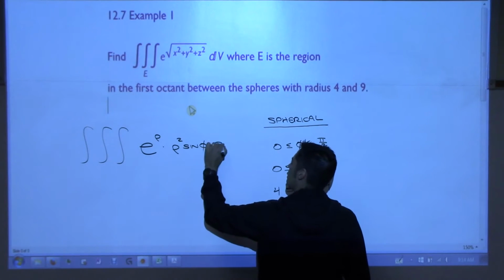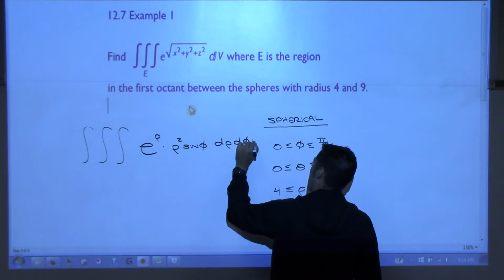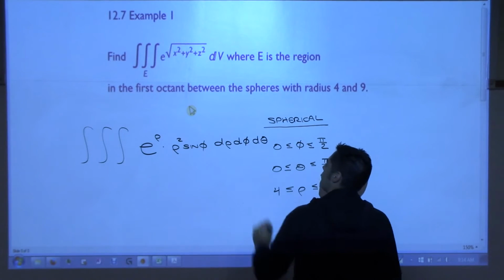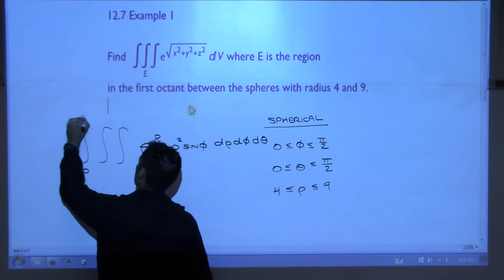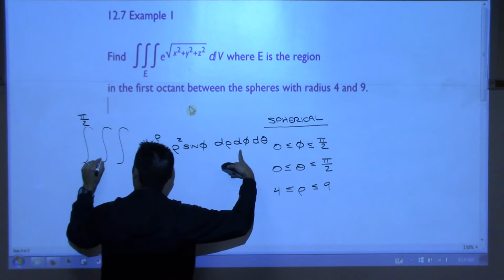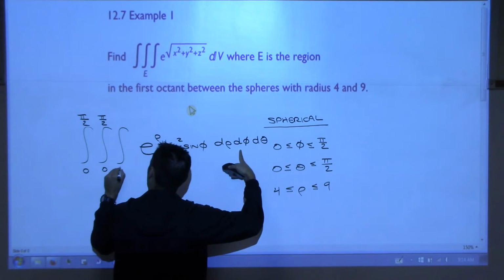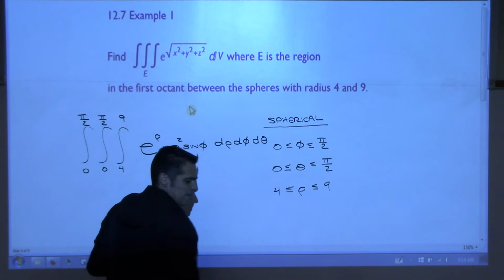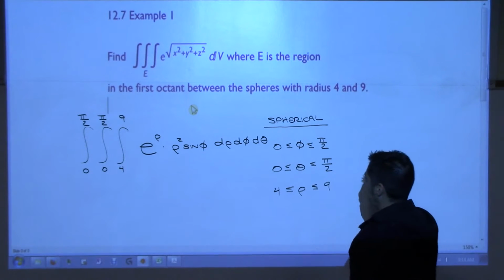So I'll go d rho, d phi, d theta. And then my limits of integration: 0 to pi over 2 is my restriction on theta. Phi, 0 to pi over 2 again. And then rho goes from 4 to 9. And that's the integral that I need to do.